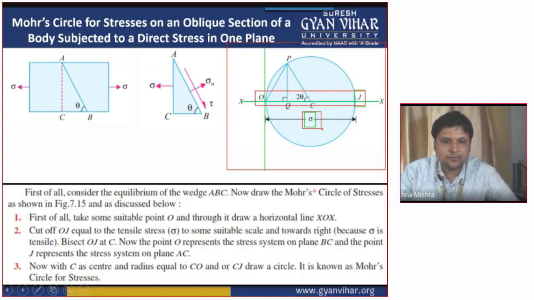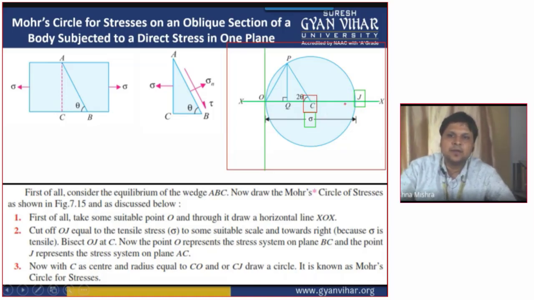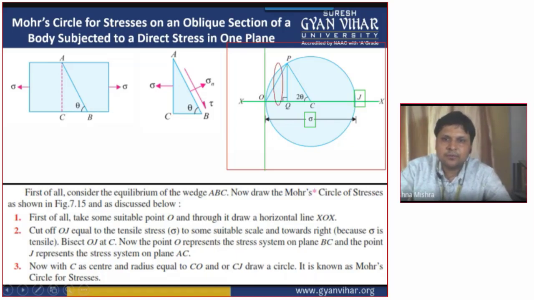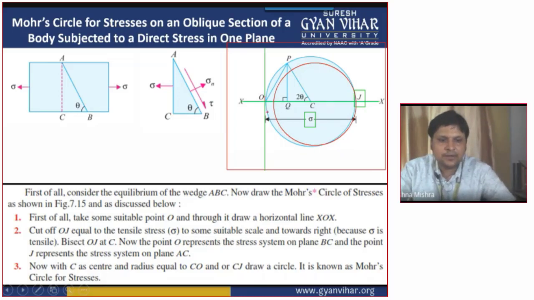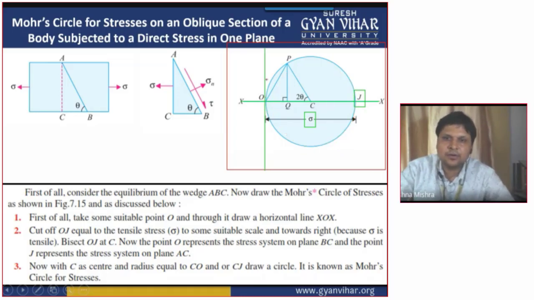Now after this, you will have to find the center of this line OJ. Center is, for example, C. You will first of all point that center. So if the center is C, then from this C point, you will have to draw the circle as you are seeing here. The circle is drawn. Now the circle will pass through point O, students. All right. In this way, you can see the circle is drawn here. This is the circle.